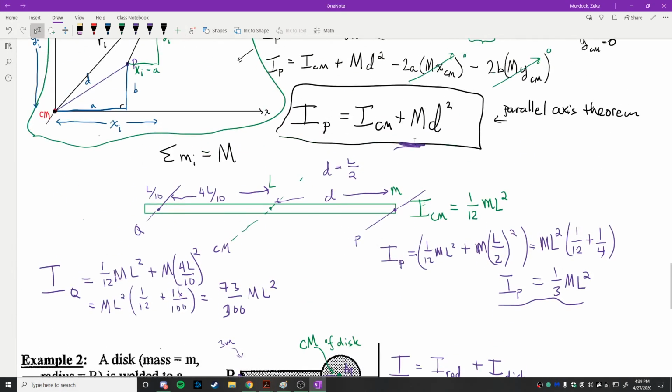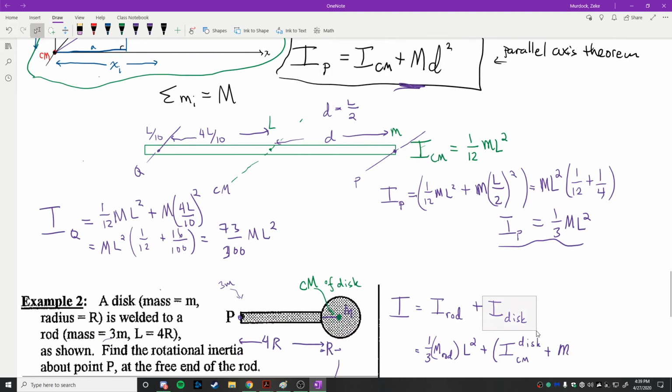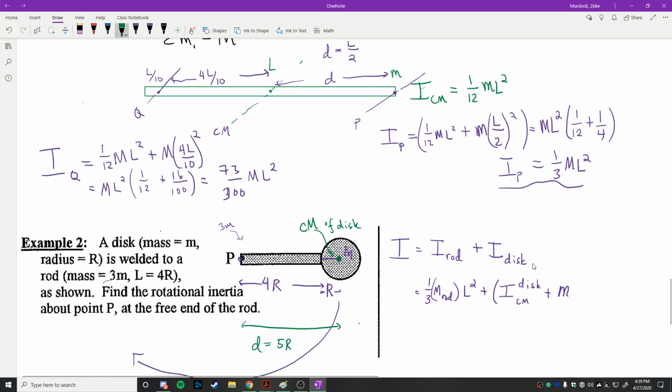Should be a little more clear about what equation we're using, right? So it's that equation. We take, just for the disk, the moment of inertia of the disk about its center of mass, plus the mass of the disk, right? That's the second piece, and then times the distance from the axis to the center of mass, which is 5r. All that added together is going to be our answer. Does that make sense to you guys? And does anyone have any questions?